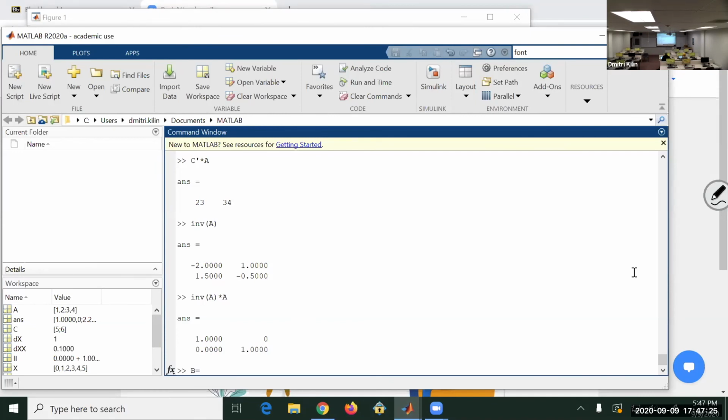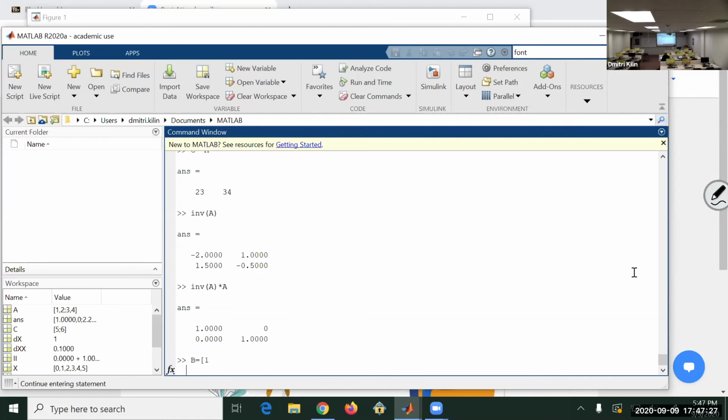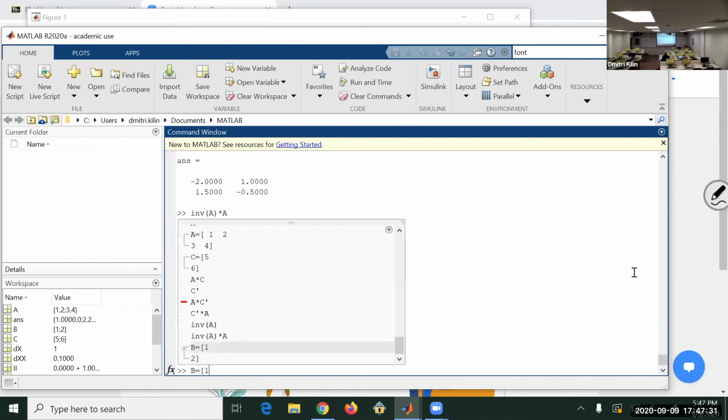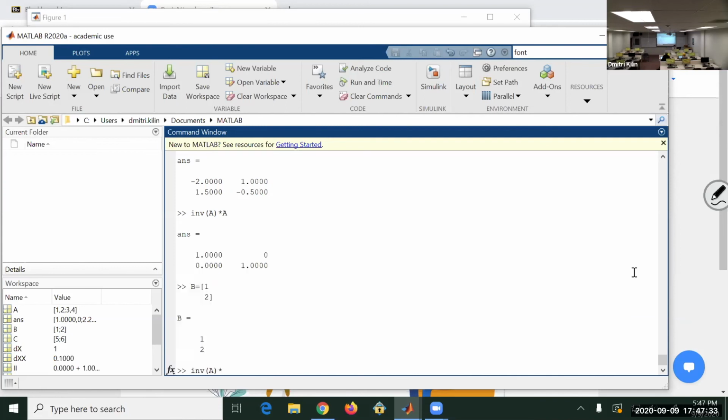So if we set up B equals 1 and 2, then we set inverted A times B. So we have 0 and 0.5. Code. And you're following me, right?